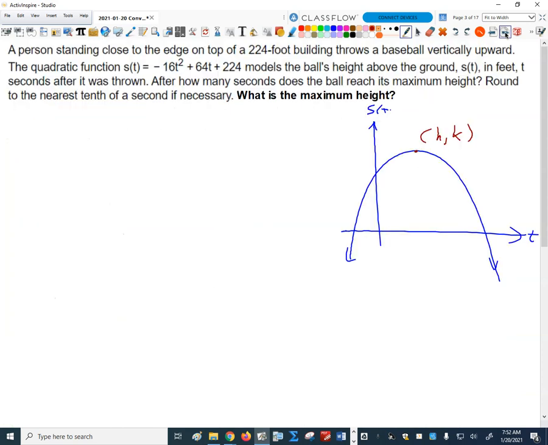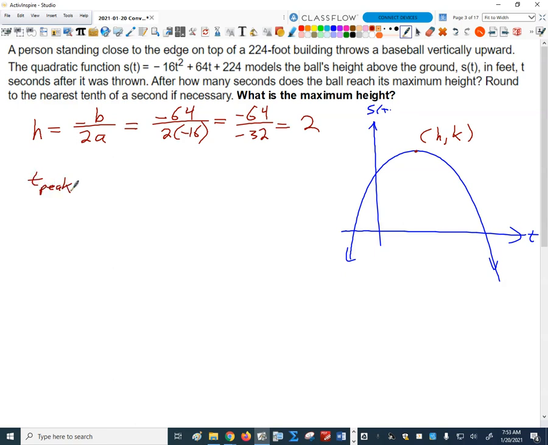So if we apply that formula, we can see that a is negative 16, b is 64, and c is 224. So this just gives us negative 64 over 2 times negative 16. Well, that's just negative 64 over negative 32, which is positive 2. So we know then that the time it takes to get to the peak of the flight is 2 seconds.